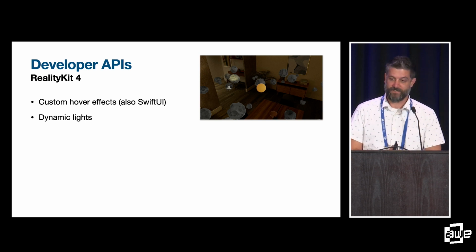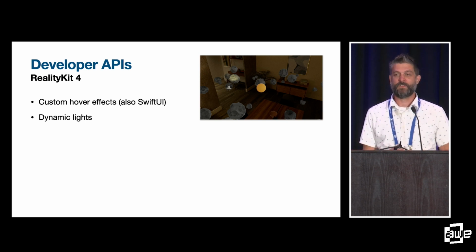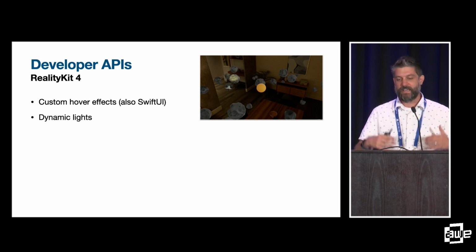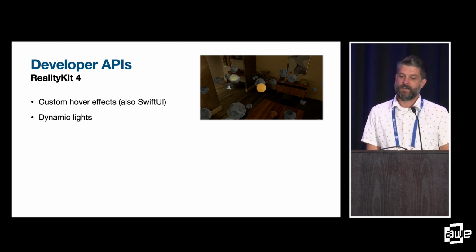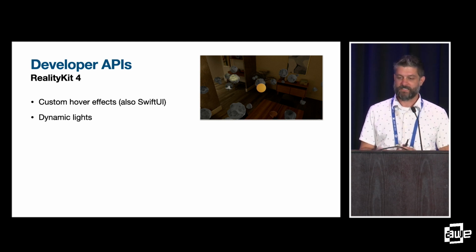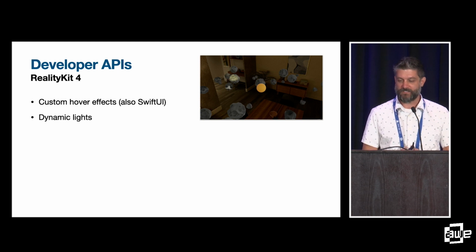Dynamic lights is a big one. With visionOS 1, all we had for lighting was image-based lighting, which uses an HDRI image to apply that lighting to each of your meshes in the scene. And now we have dynamic lights. You can add directional, spotlight, and point lights. You can see in this example, the little spaceship has a spotlight on the front, and it's shining on the asteroids.